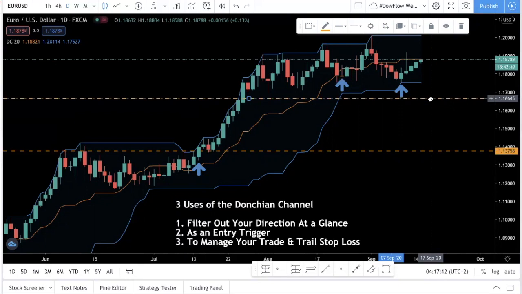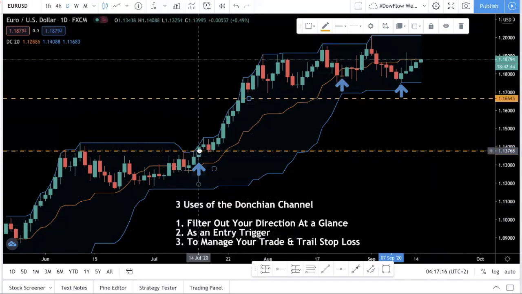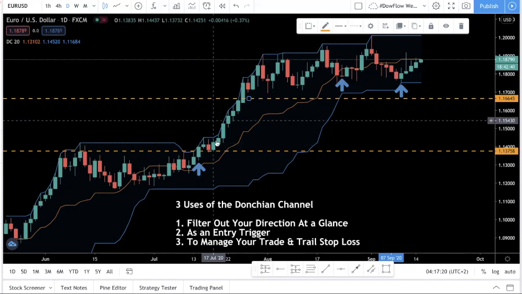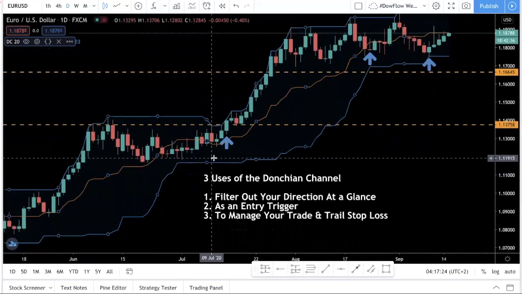You can also use the Donchian channel as an entry trigger over here, such as this example. But please do not just trade every single break of the Donchian channel, be it to the upside or to the downside. Please understand the price context. Please understand what I'm trying to say.